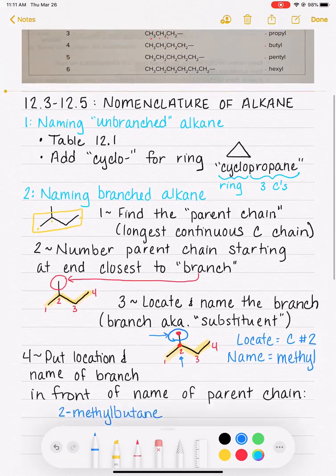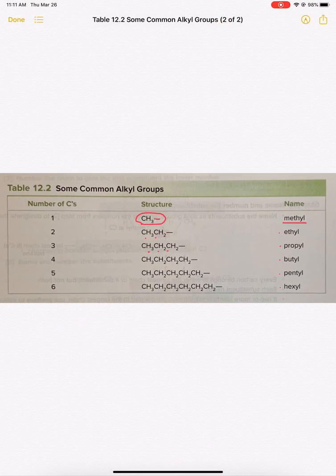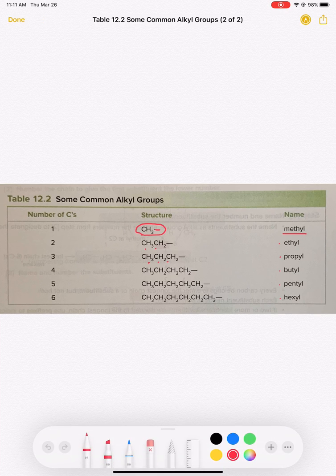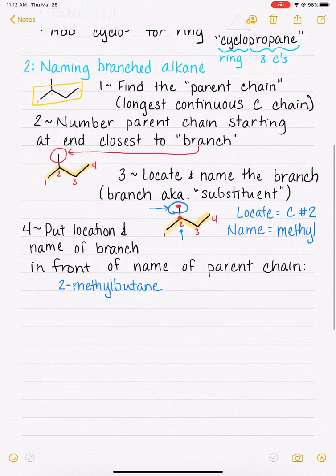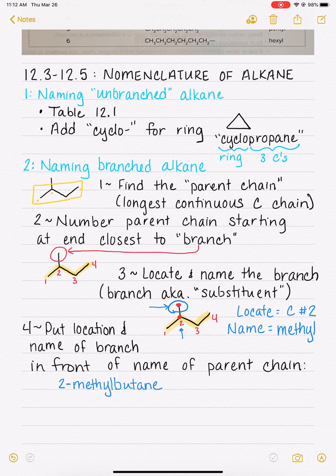Now, one thing that you don't have in terms of naming branches and substituents in your book, it's pretty common to see halogens as branches or substituents. So you could have a chlorine as a branch, or a bromine, or an iodine, or a fluorine. And if you have any of those as substituents, we call them chloro, bromo, iodo, and fluoro. The next thing that we're going to do, we're going to practice naming a molecule that has one of those halogens as its branch.